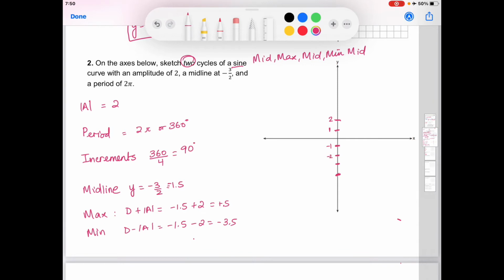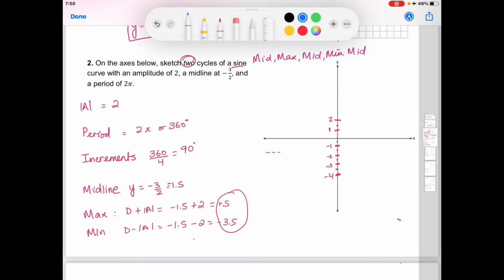Negative 1, negative 2, negative 3, negative 4. And these will be my halves in here. So it's easier for us to count, if that helps. So now, if I did not know my formula, how would I find out where my max and min would be, right? First, start with your midline.